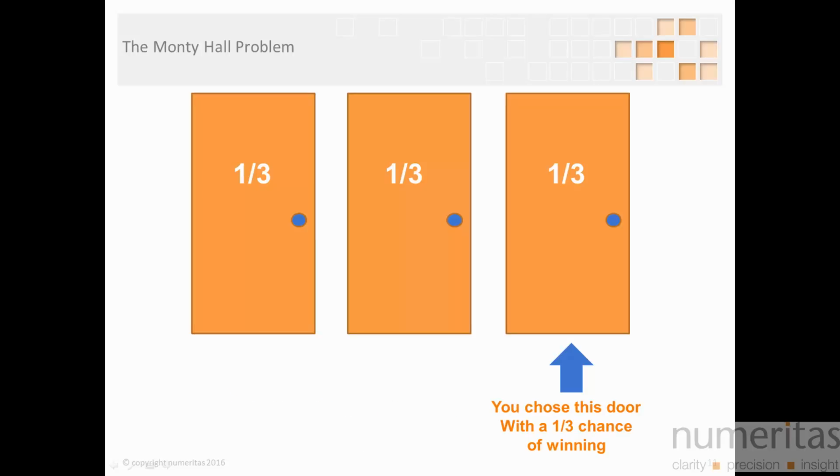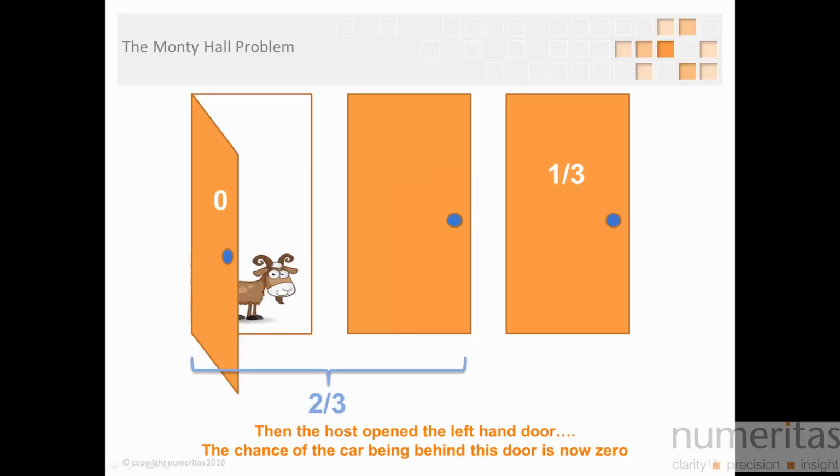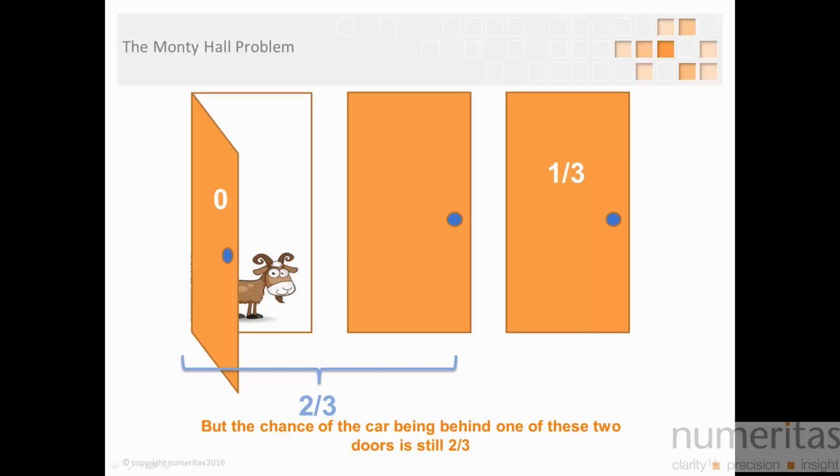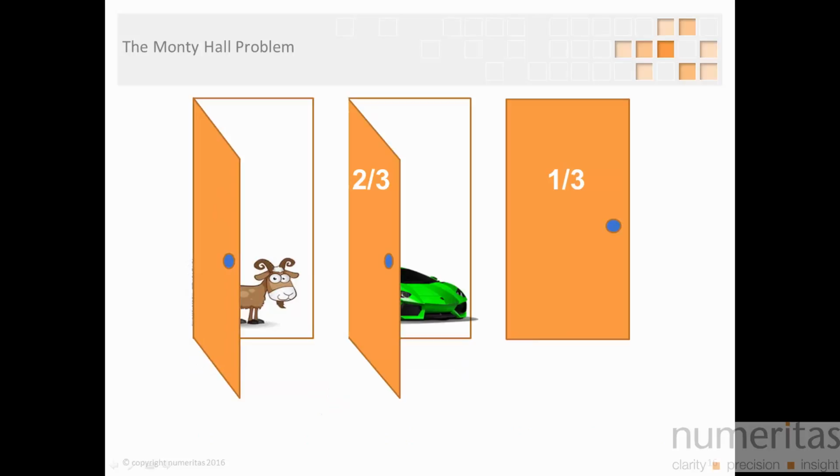So first of all, you chose this door with a 1/3 chance of winning. So the chance of the car being behind one of these 2 doors is 2/3. Then the host opened the left-hand door, so the chance of the car being behind that door we now know to be 0. But the chance of the car being behind one of these 2 doors is still 2/3. So the chance of the car being behind the middle door must now be 2/3.